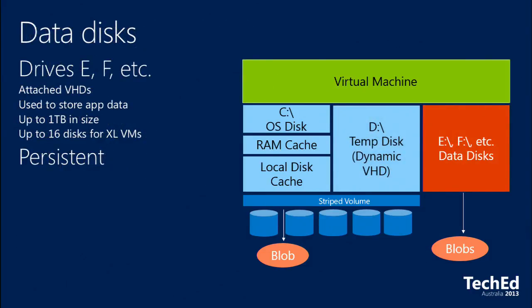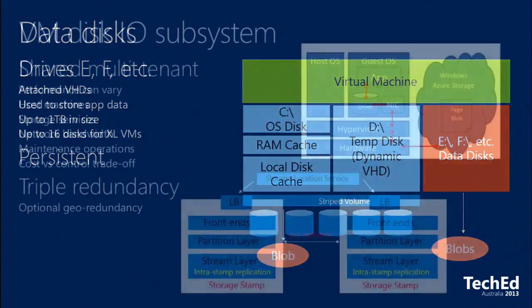Beyond that, you then start creating VHDs in the storage account, and they become your additional drives. And this is the thing where we said we can have up to 16 of these attached, and this is what we need to use for our normal database storage.